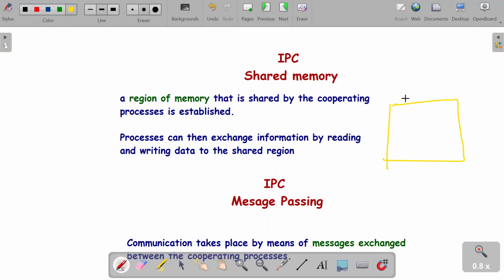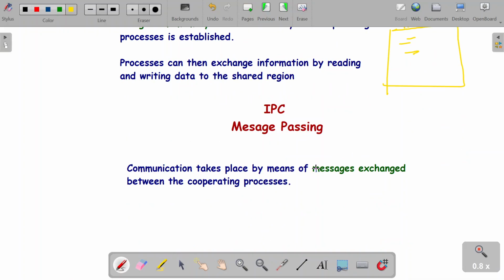I can have a common notice board. If I want to inform something, I can post it here. I can write it here. If the next person comes, they can see this and they know about the notice. If you want to write also, you can update, and others can come and see. So it's the region of memory that is shared by the cooperating processes, and they use that space to read and write data. It's called shared memory. And next one, message passing.